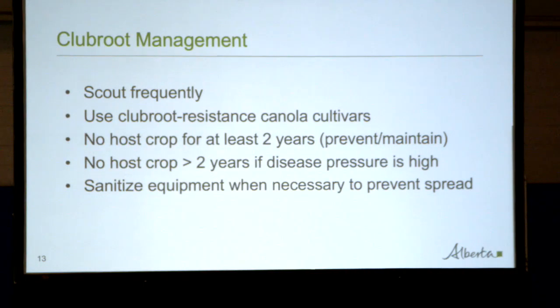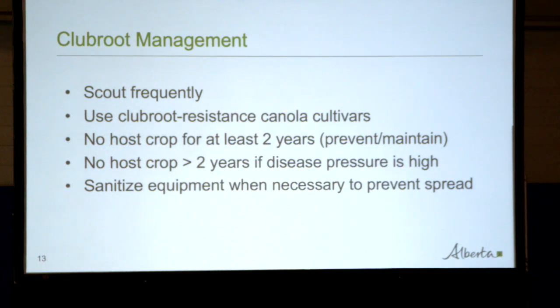So how do we manage? These are the pillars of management: scouting frequently, using clubroot resistant canola cultivars, and no host crop for at least 2 years to help either prevent or maintain what's going on. In some cases, if the resting spore populations in the soil are really high, like hundreds of millions to billions of spores per gram, more than 2 years would be required. And then finally, sanitization of equipment to prevent the spread of clubroot from field to field. It moves in contaminated soil on equipment for the most part. So these are the management tools.